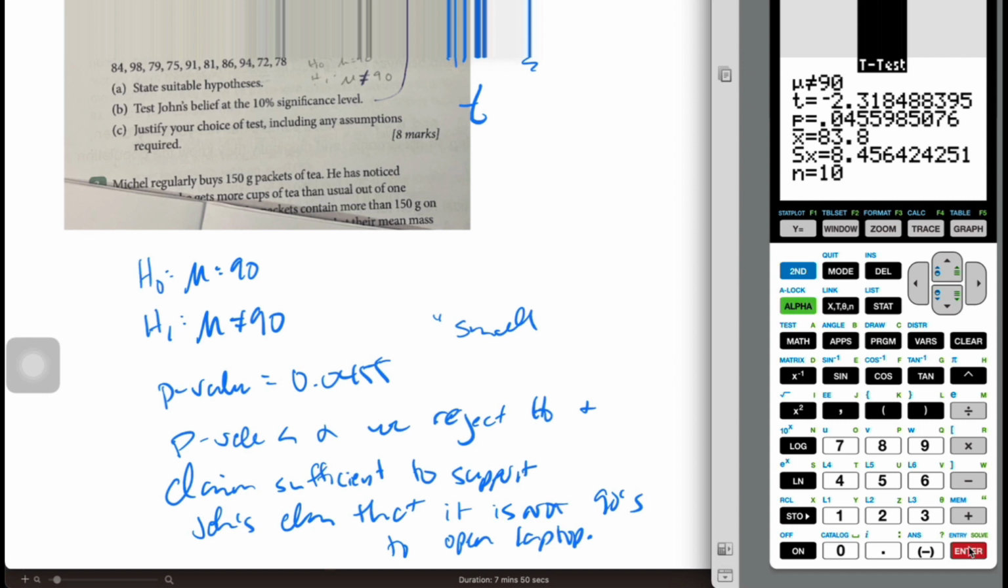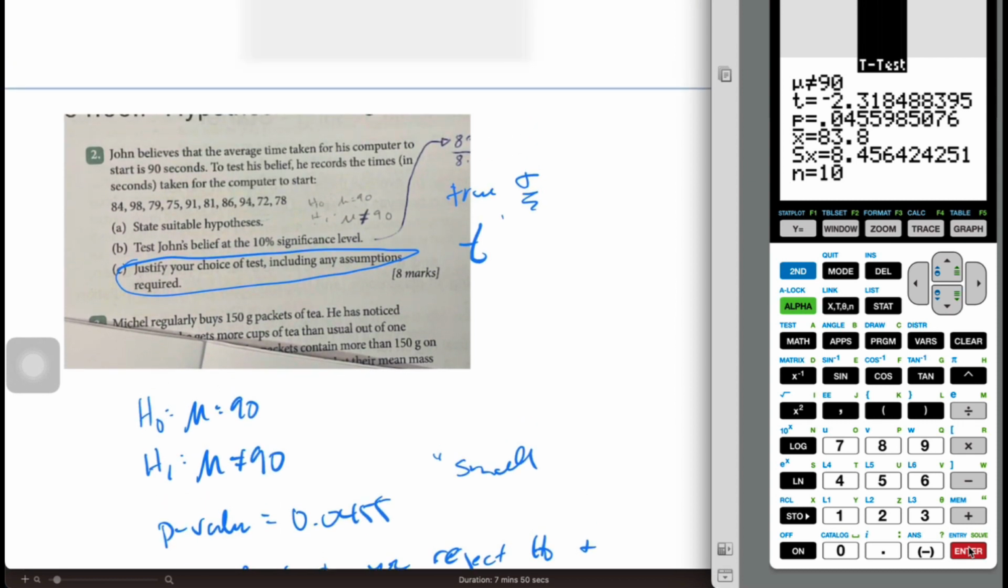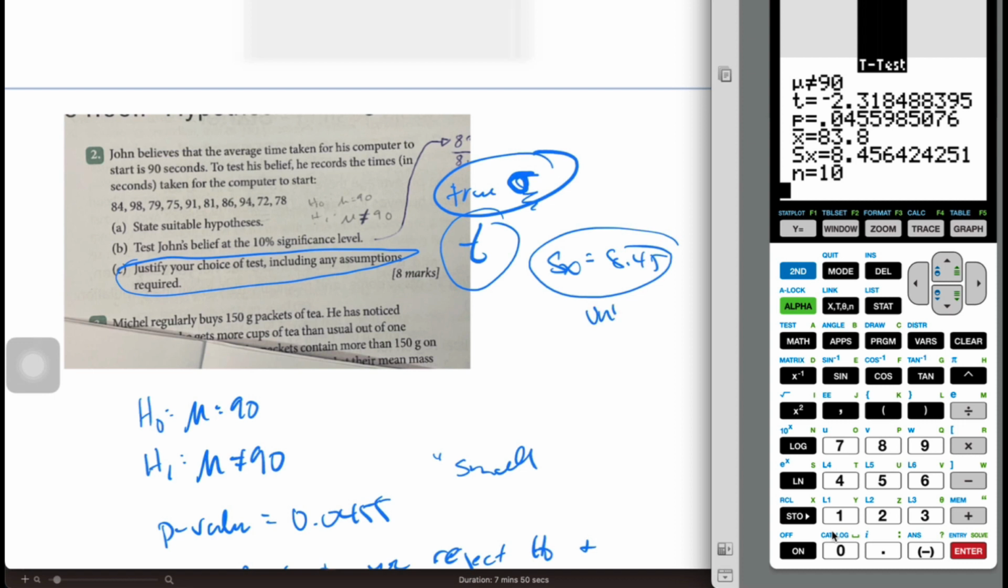Okay, now then it says justify your choice and include any assumptions. Well, the reason why I chose the t-test is because we do not know the standard deviation. We do not know sigma. From our calculator, we can see what the S value is. The S sub x is 8.45. This is the unbiased estimate. And so we have to use t because we do not know what sigma is.